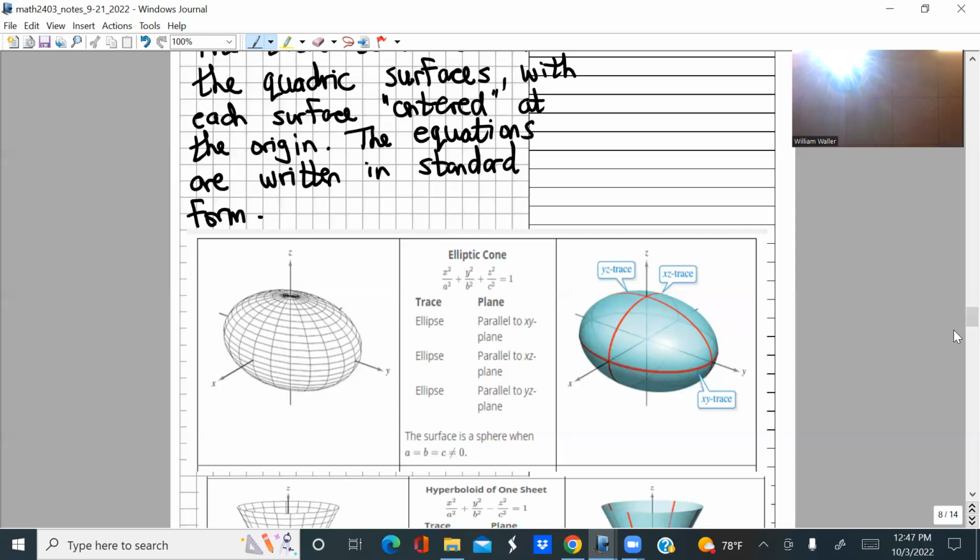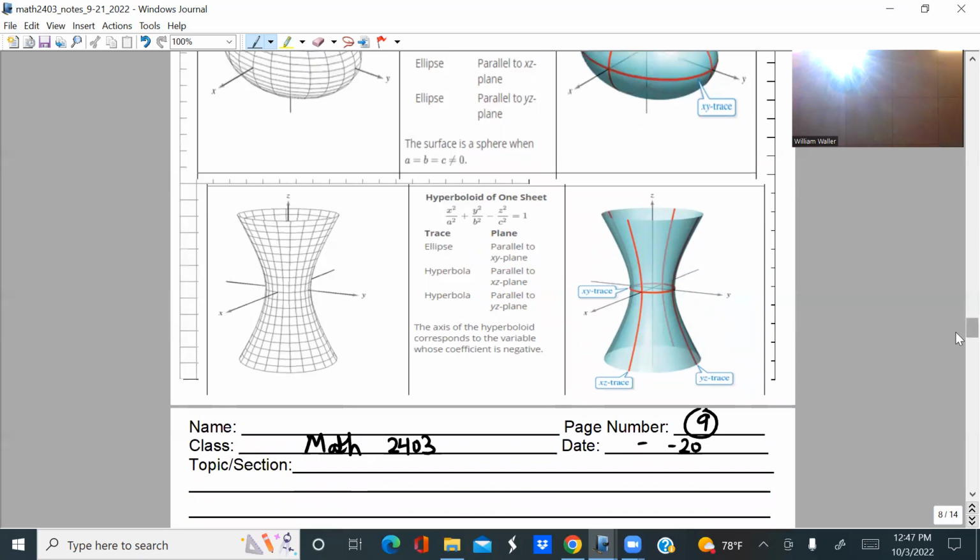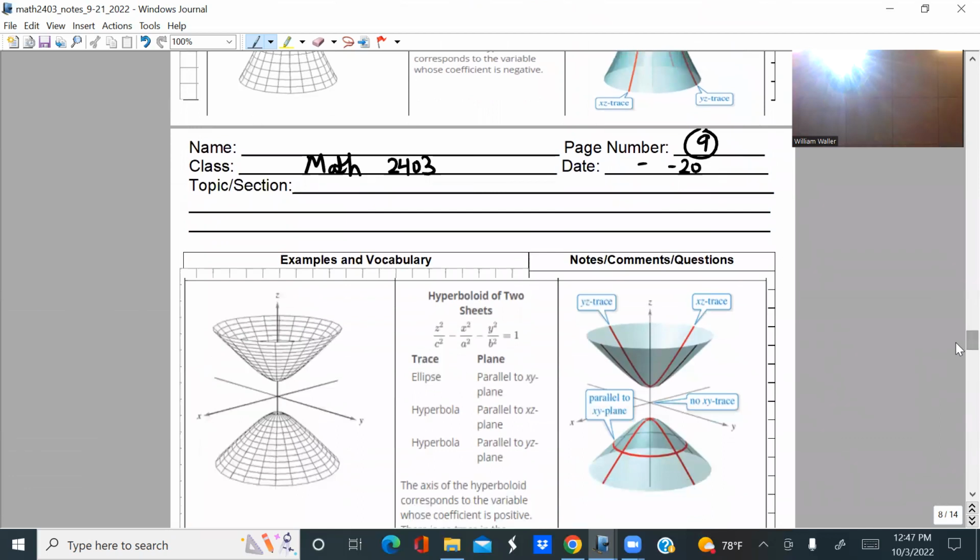Let's see what else we can get. You can get these other surfaces called hyperboloids. They kind of look like cylinders, but not quite, because they're not of a constant width. There are two types of these hyperboloids. This is called a hyperboloid of one sheet, but sometimes the hyperboloids are separated, so you get two separate sections. This is called a hyperboloid of two sheets.